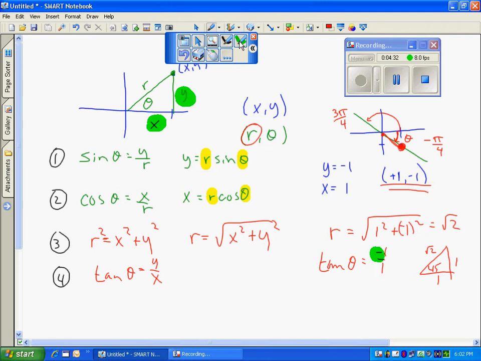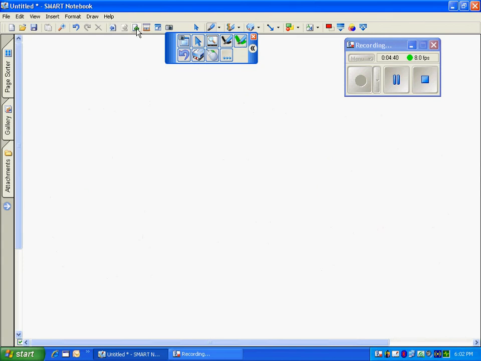So we have polar to rectangular, rectangular to polar, and now we have this idea of a complex number. Well, a complex number, z, is equal to a plus bi. Looking at a diagram, a plus bi.